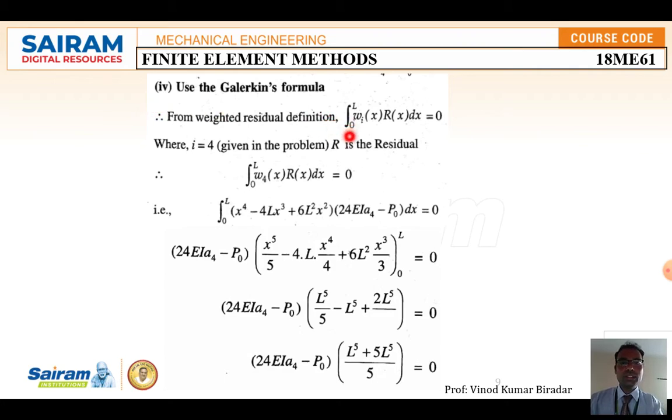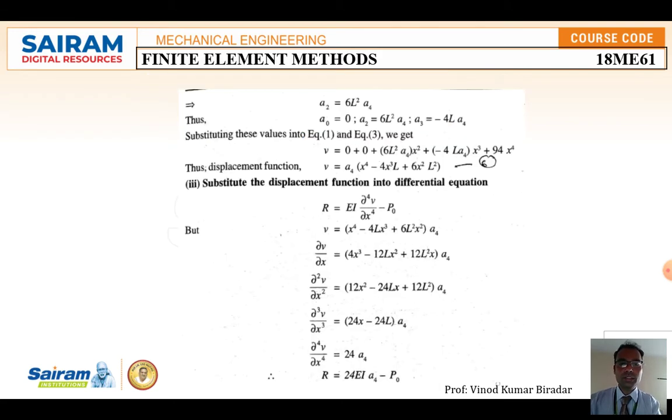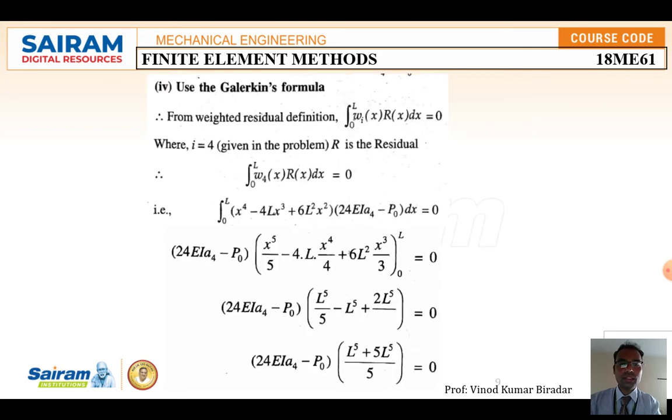Then go to the next step, using the weighted residual method Galerkin formula: integration from 0 to l, which we already calculated here. How many unknowns are there? The number of unknowns is 4, four terms. Look here, four unknowns are there, so I have to substitute four terms. So the integration from 0 to l of the weight, that is the weight function, times r into x, is equal to 0. This is the Galerkin formula.